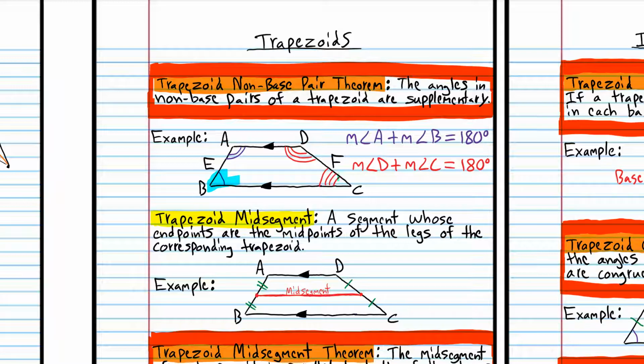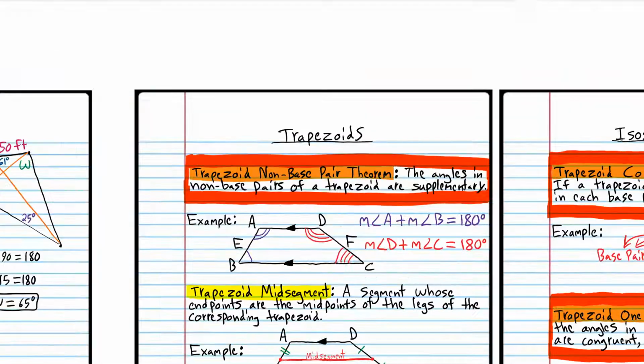This is a base pair here because those angles are next to this side here, which is a base. Remember, the bases are the parallel sides. And this is a base pair up here because those are angles next to the top base. But these are non-base pairs because they're not part of the same base. These non-base pairs are supplementary. And the reason for that is pretty obvious.